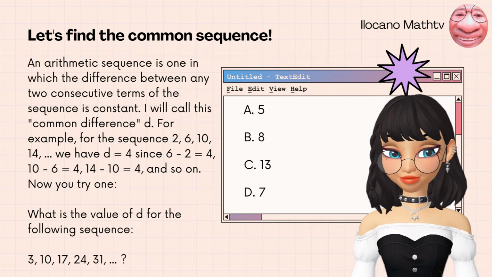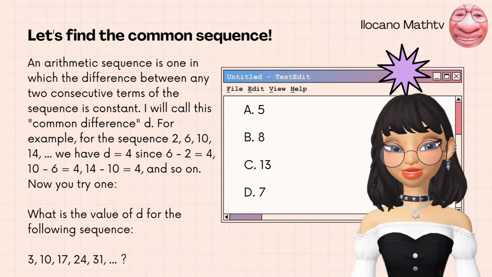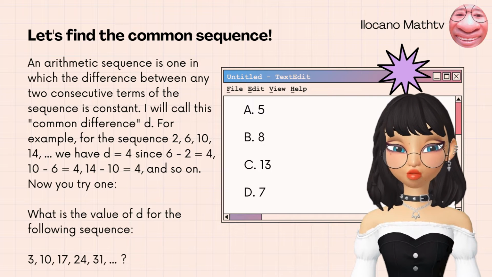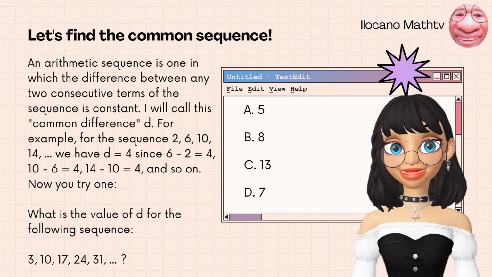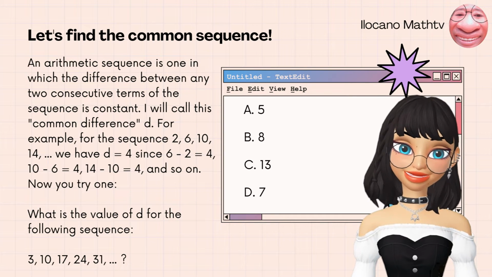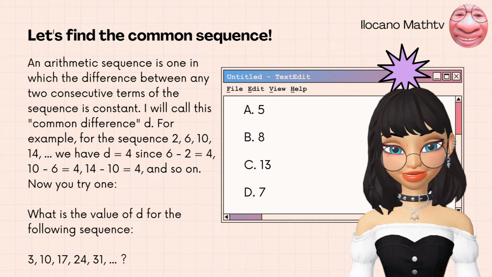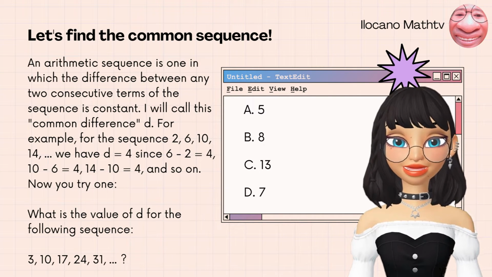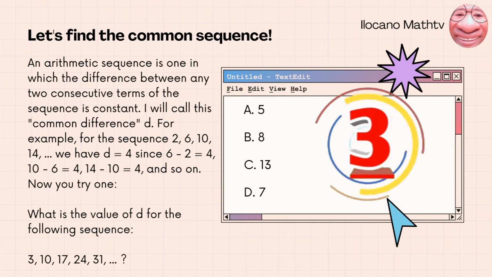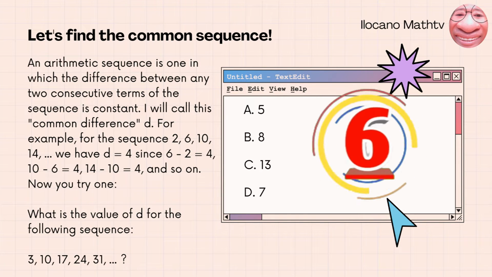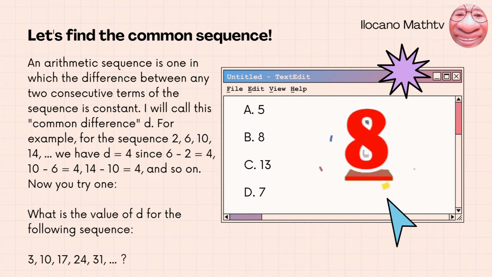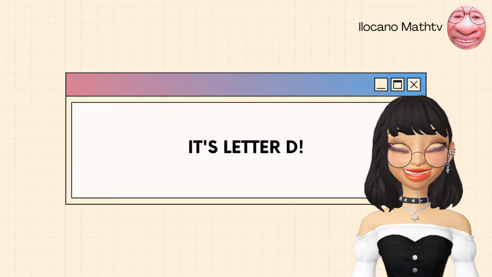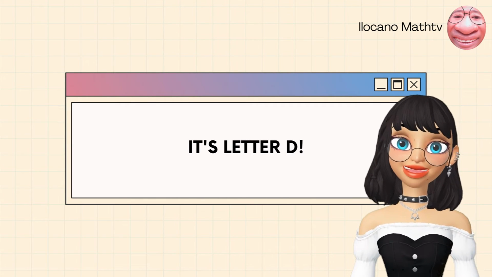Now you try one. What is the value of D for the following sequence? 3, 10, 17, 24, 31. Is it A, 5, B, 8, C, 13, or D, 7? Timer starts now. Timer's done. Now let's check your answer. Did you answer letter D? If so, you are correct.